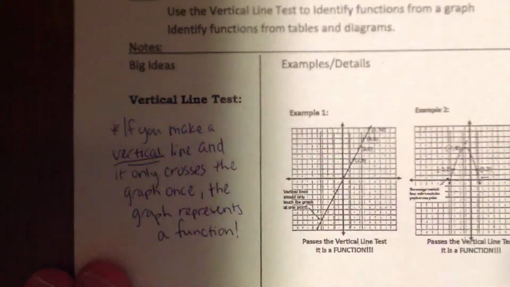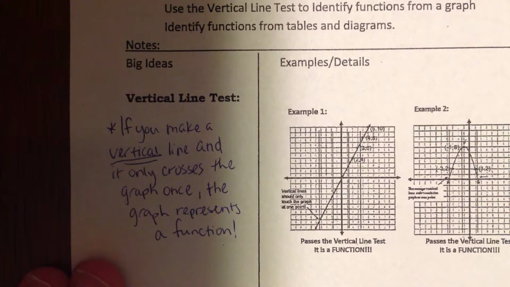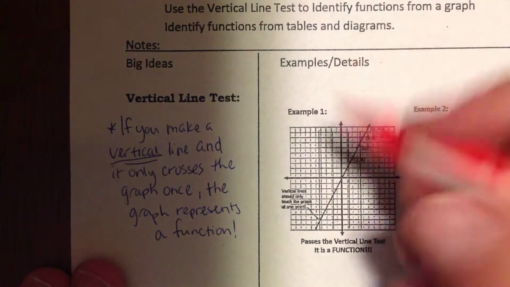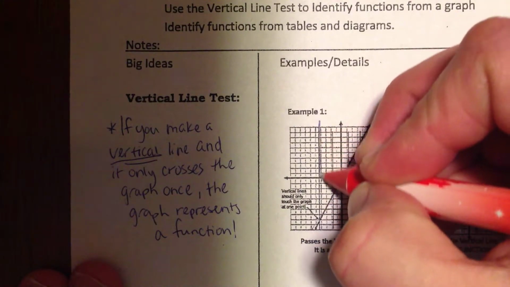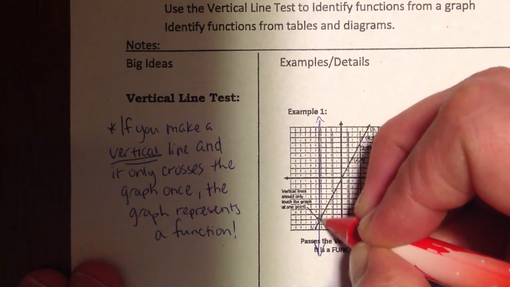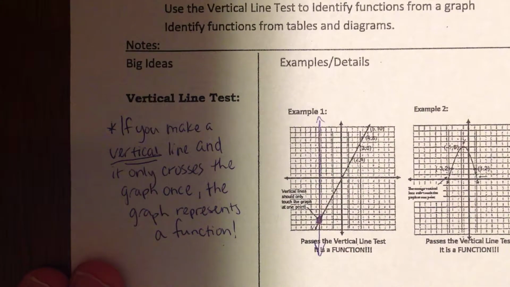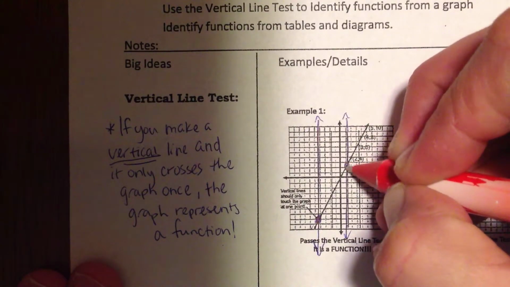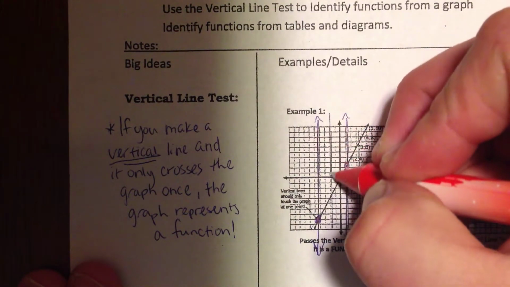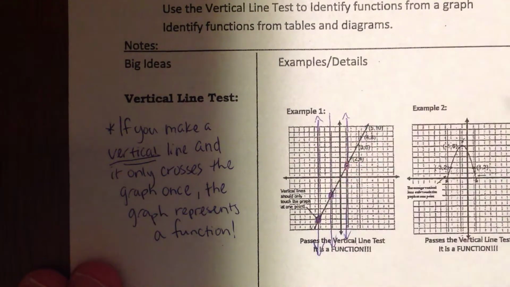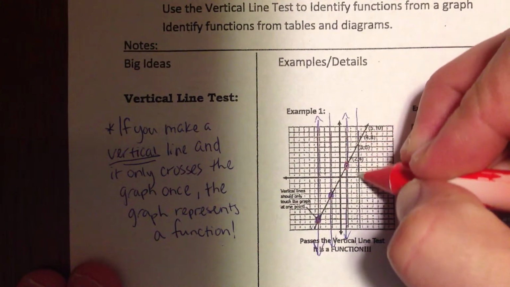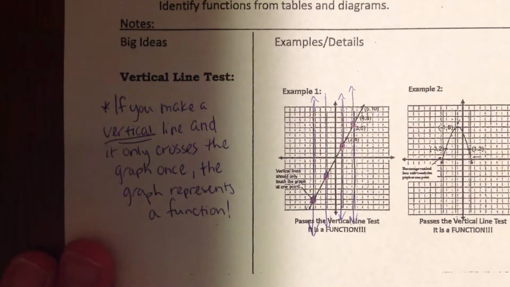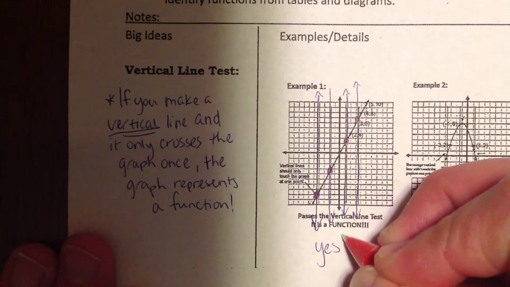Again, we're using a vertical line. So we're going to draw a vertical line through this line right here, and see how many times it intersects this line right here. So if I were to draw a vertical line right here, it looks like it intersects it once. Let's do a couple more test lines here. If I were to draw this vertical line right here, it only intersects my line once. If I were to draw this vertical line here, it only intersects the line once. So no matter where I draw my vertical line going through, it only intersects my graph one time, which means it is a function.